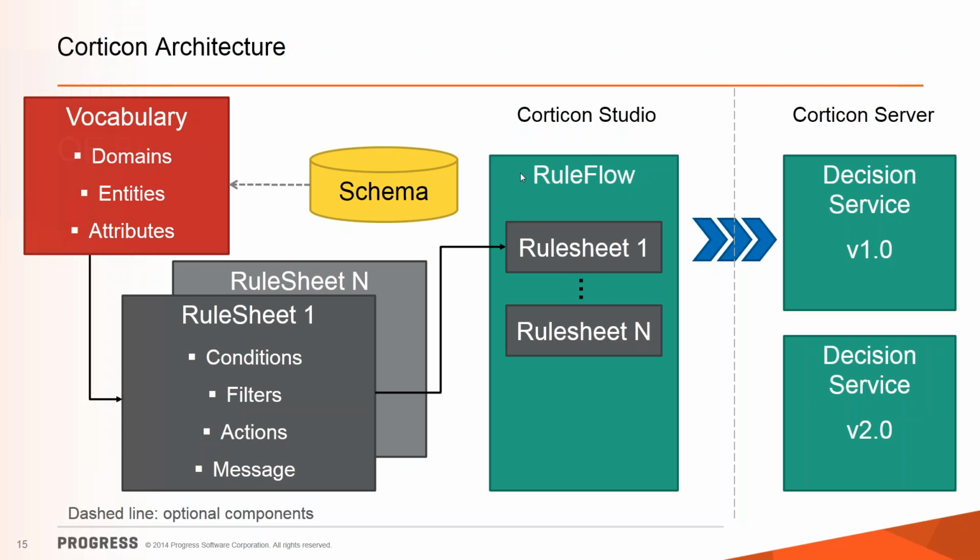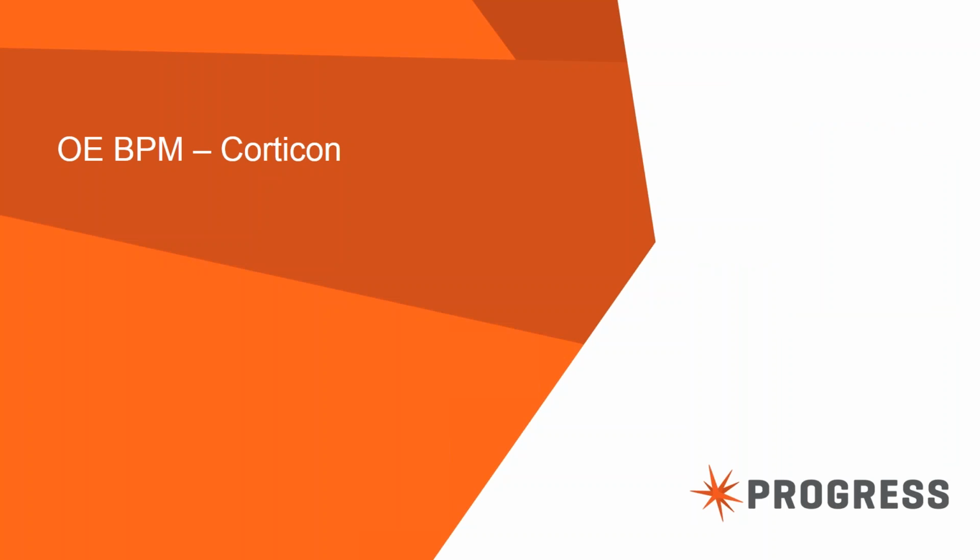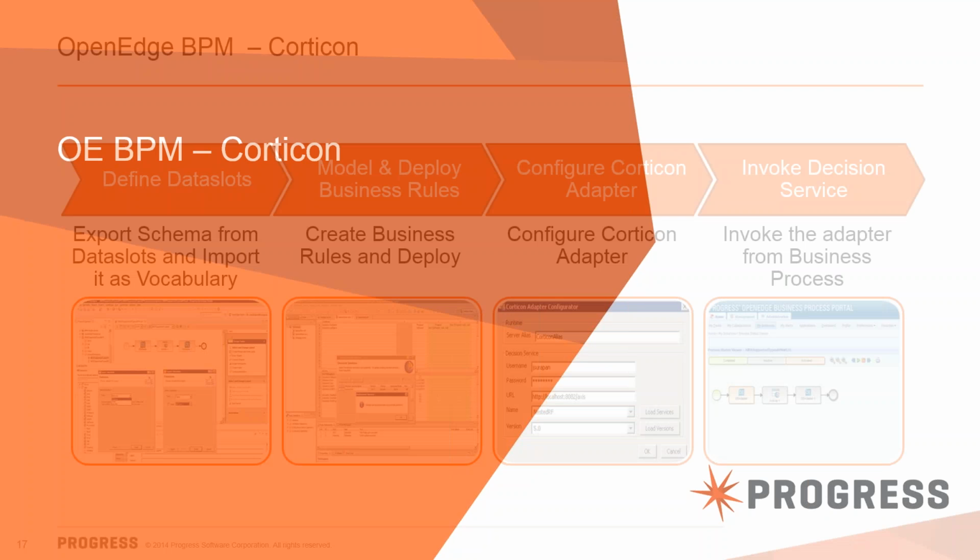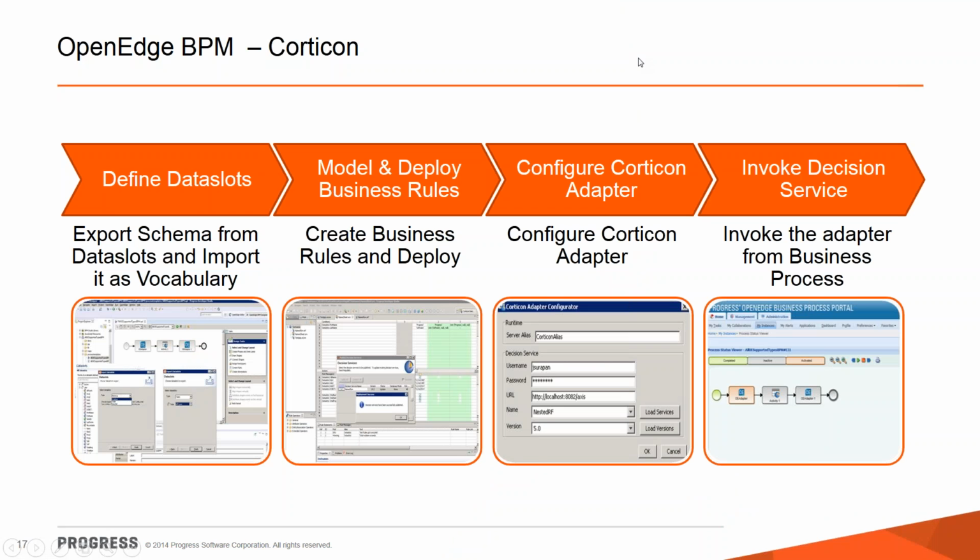With this, I'll be stopping here, and then I'll show you how we can integrate OpenEdge BPM with Corticon, how a business process can communicate with this BRMS system, and what steps need to be followed in integrating a BPM system with Corticon. Basically, it all starts with defining the data slots in BPM. As I mentioned, data slots are variables which are used to exchange data between two different activities or work steps.